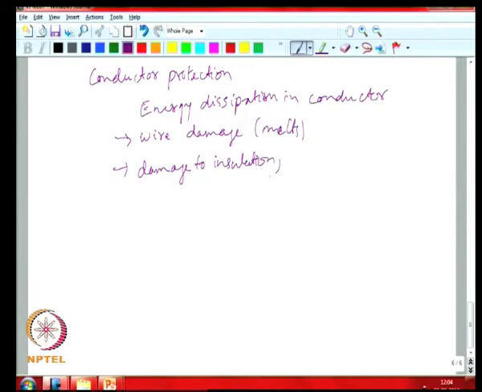Can be damaged to insulation or to connectors, where are the mounting points. So, whatever is required to ensure that the wire is in place, those things also need to be factored in when you are looking at conductor protection. So, we'll take a look at a wire.